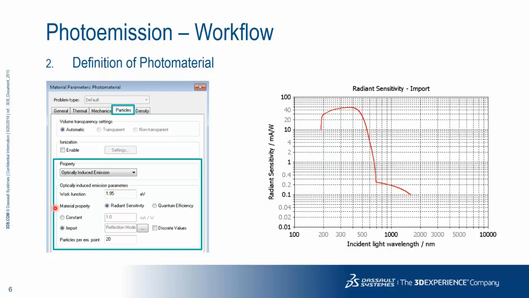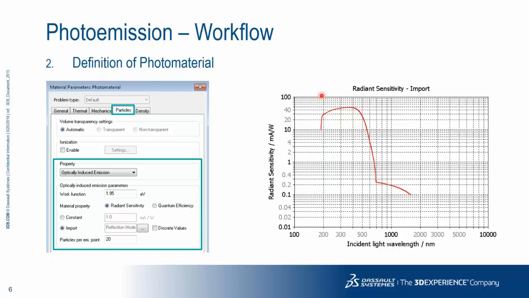The photoelectric characteristics of the materials can be determined either as radiant sensitivity, as shown in this graph here. Radiant sensitivity basically means how much photocurrent you get out of a certain power at a certain wavelength. Or you can specify quantum efficiency, which is a percentage of how many photoelectrons are released per incoming photon.